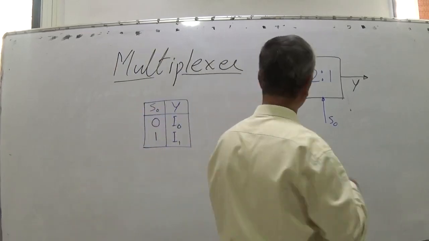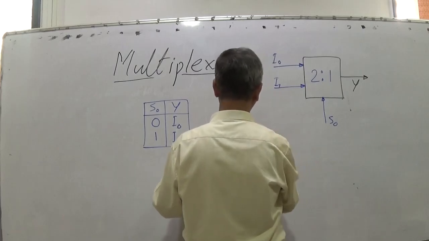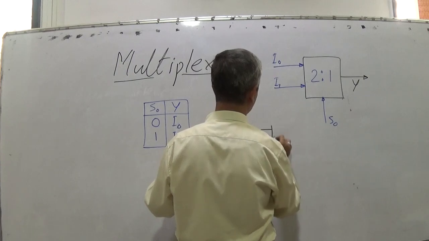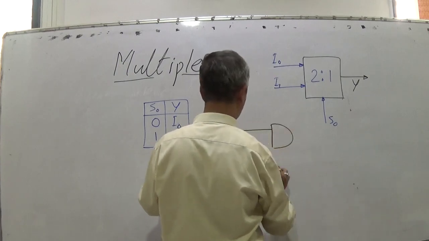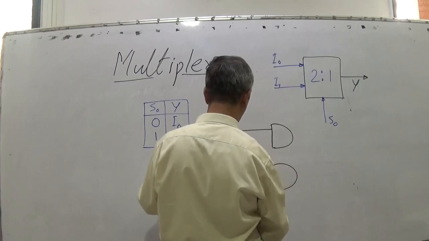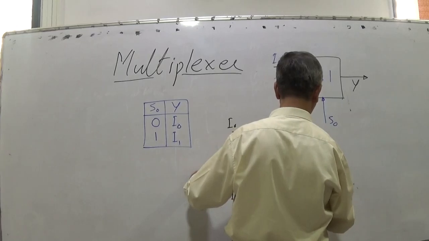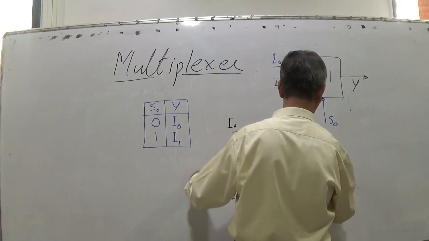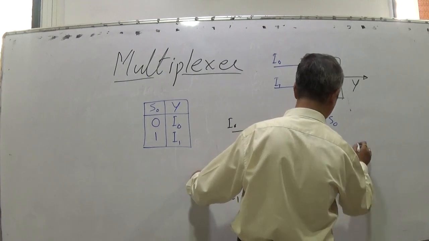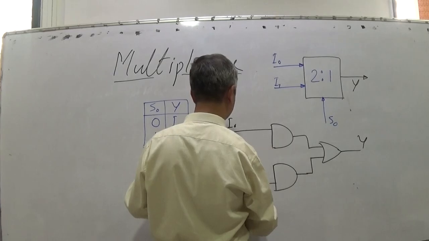And how is the circuit designed? The circuit of this is very simple. We have I0 with an AND gate. We have I1 with an AND gate. And we have an OR gate. It's quite simple. There is no rocket science here. And this is Y, and this is S0.